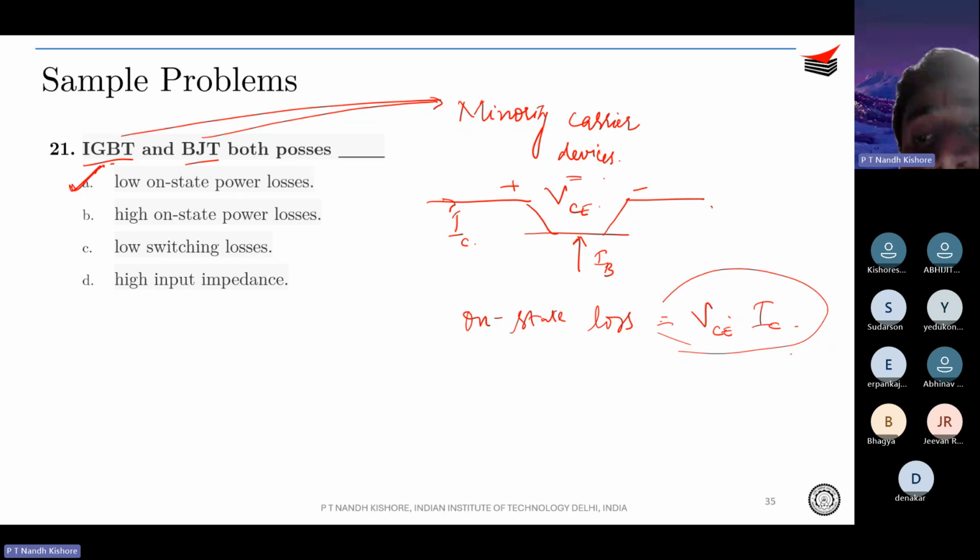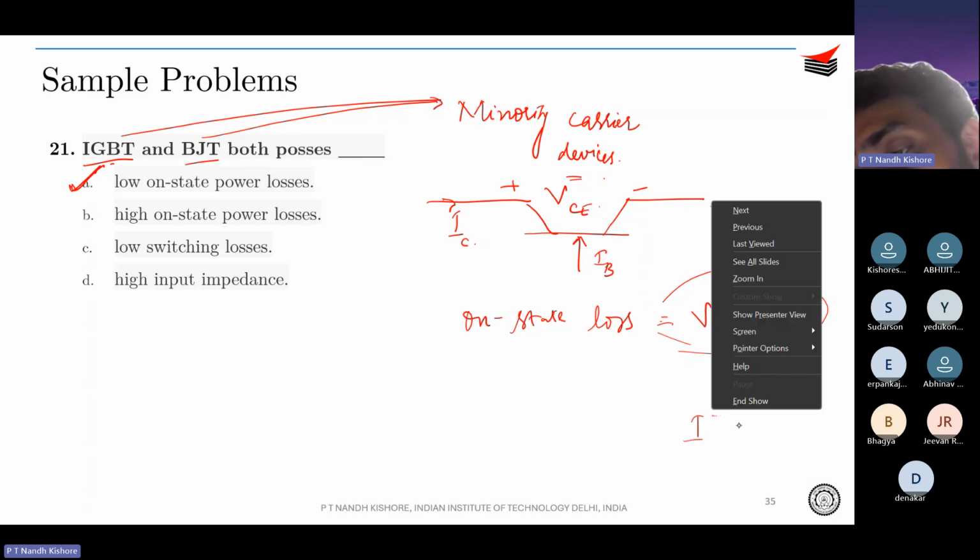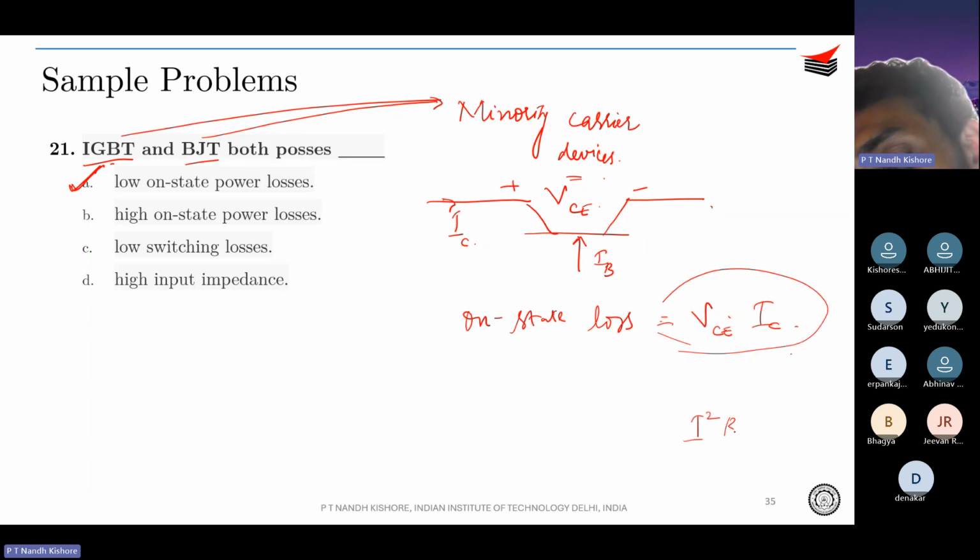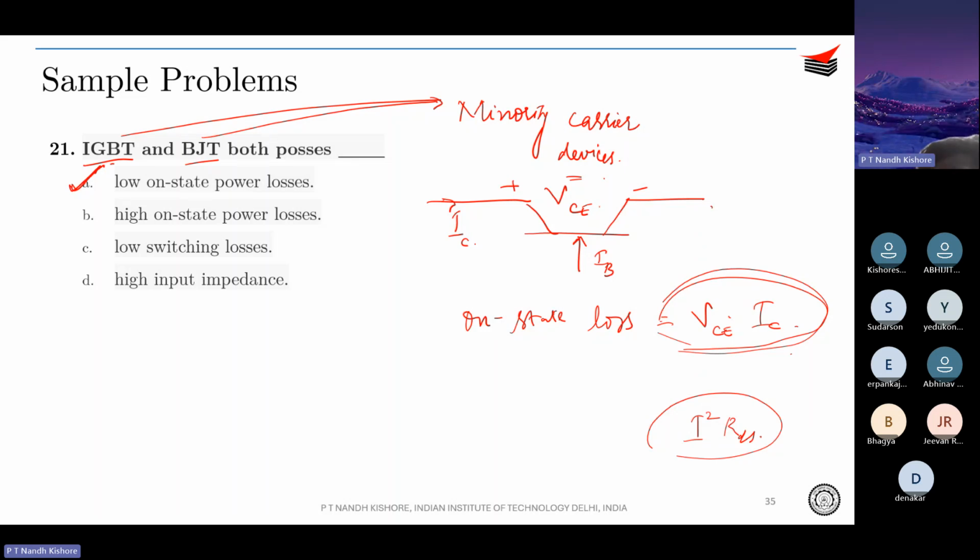As I was mentioning earlier, MOSFET cannot be used for high voltage applications or high power applications. The reason being that you have RDS on over there, and the loss will be I square times RDS in a MOSFET. Therefore, for high voltage application, this is a square term. However, for IGBTs and BJTs, or minority carrier devices, the on-state drop is fixed, VCE times IC.